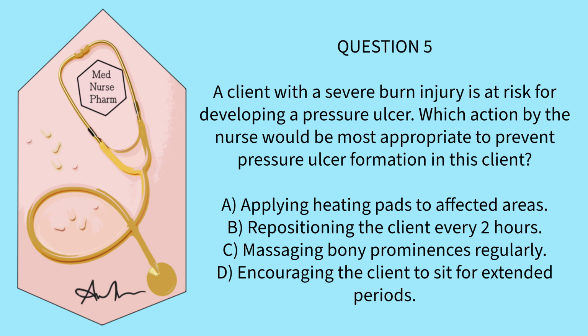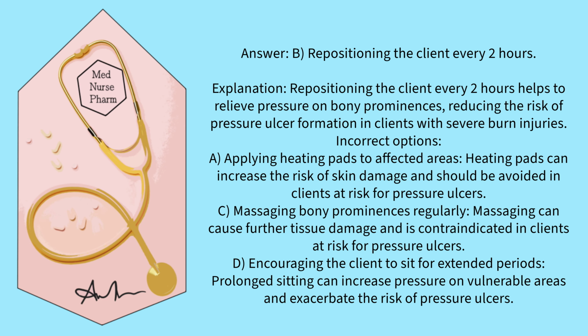Question 5. A client with severe burn injury is at risk for developing a pressure ulcer. Which action by the nurse would be most appropriate to prevent pressure ulcer formation in this client? Applying heating pads to affected areas, repositioning the client every 2 hours, massaging bony prominences regularly, encouraging the client to sit for extended periods. Pause the video and select your answer. If you chose option B, you are correct. Repositioning the client every 2 hours helps to relieve pressure on bony prominences, reducing the risk of pressure ulcer formation in clients with severe burn injuries.